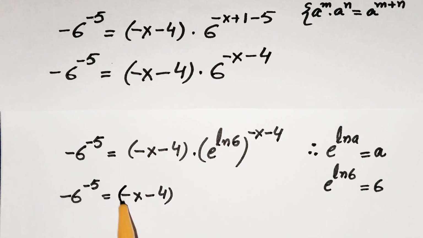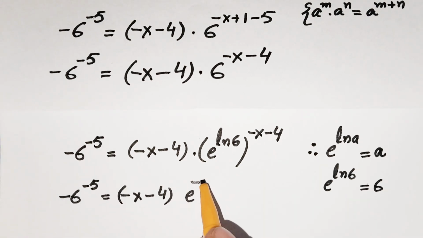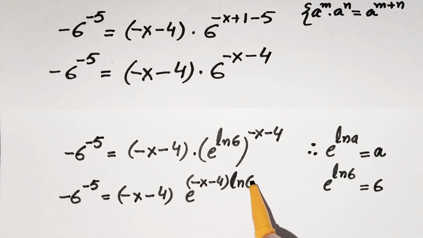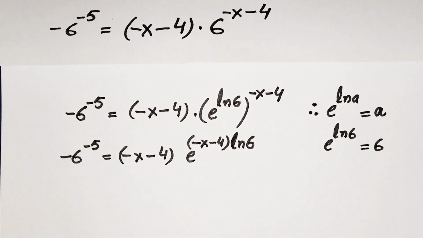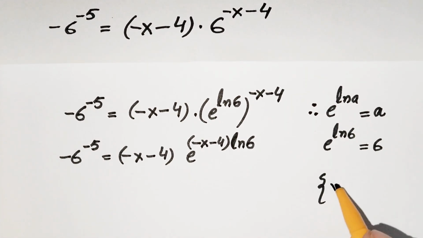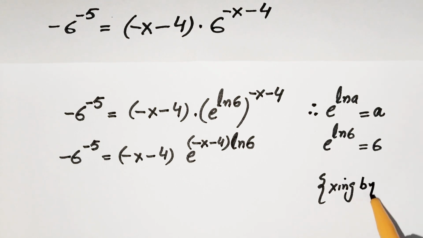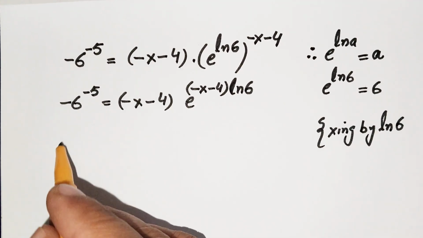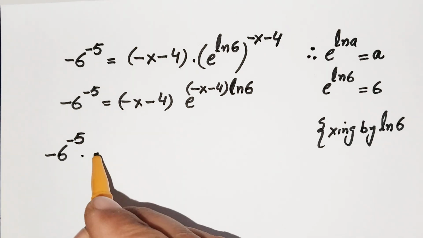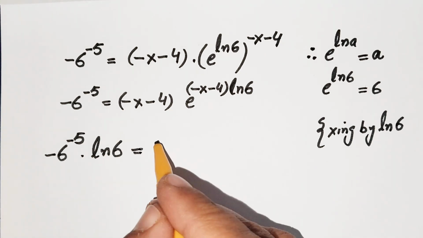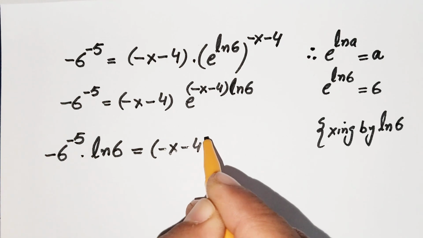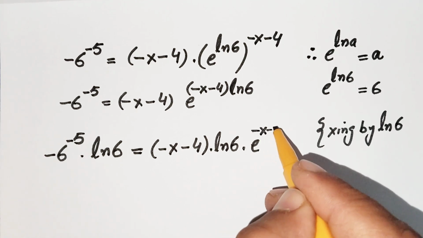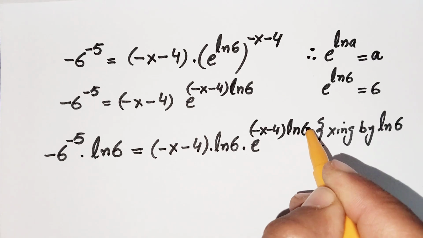x minus 4 times, if we rearrange this one, we get minus x minus 4 times this natural log of 6. So now multiplying both hand side by this natural log of 6, so multiplying by natural log of 6 on both side, then we get here minus 6 to the power minus 5 times natural log of 6, which is equal to minus x minus 4 times natural log of 6 times e to the power minus x minus 4 times natural log of 6.